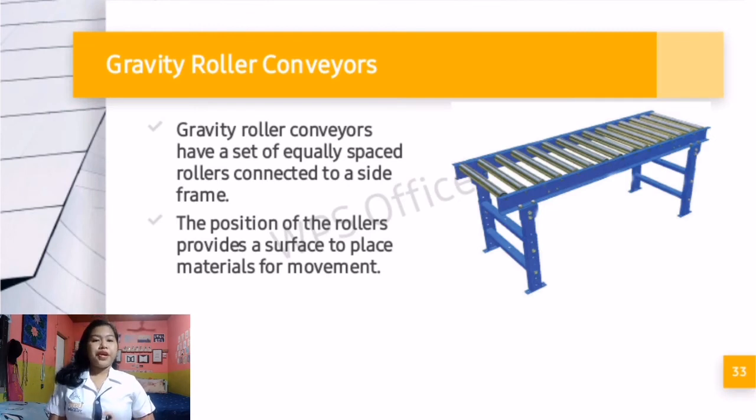Gravity roller conveyors. It has a set of equally spaced rollers connected to a side frame. The position of the rollers provides a surface to place materials for movement. If a gravity roller conveyor is tilted or mounted on an angle, materials move by gravity. Though pieces of varying size can be loaded on a gravity roller conveyor, workers need to be cautious of larger materials running into smaller ones. Gravity roller conveyors are used by shipping companies to load and unload trucks.